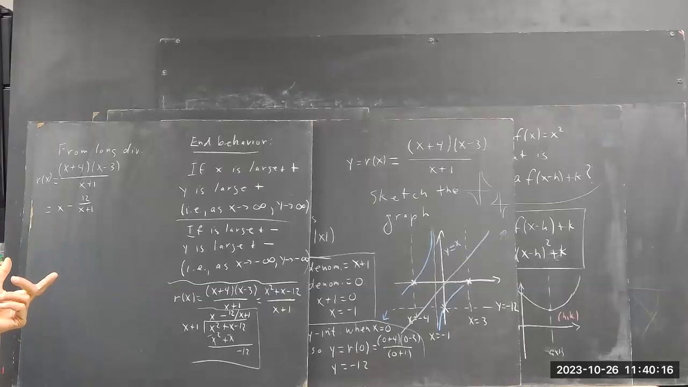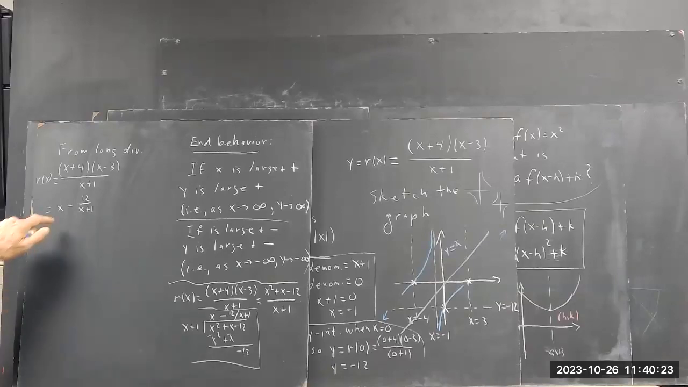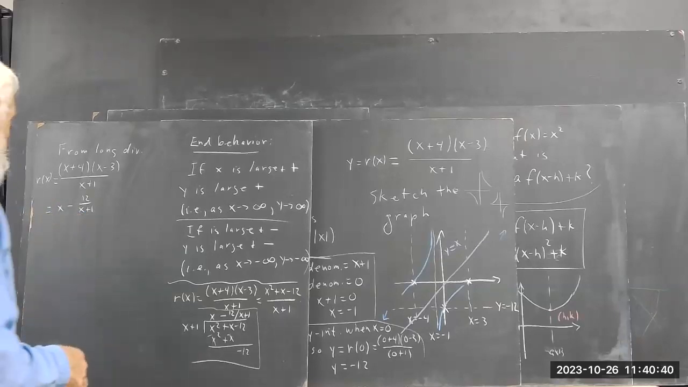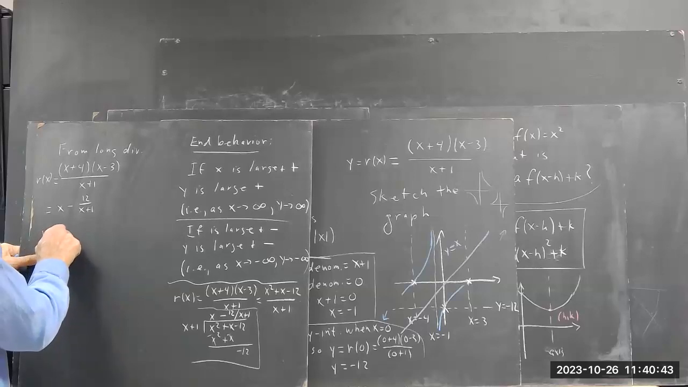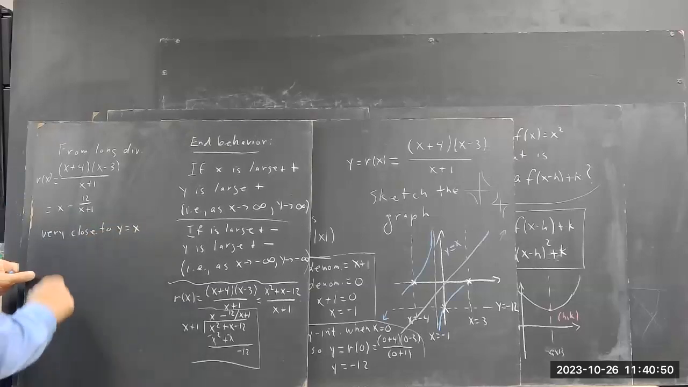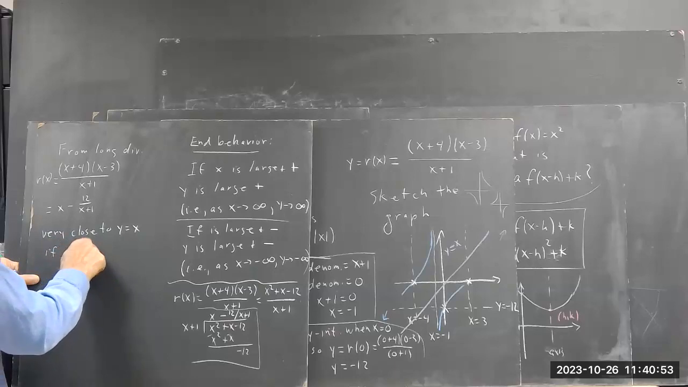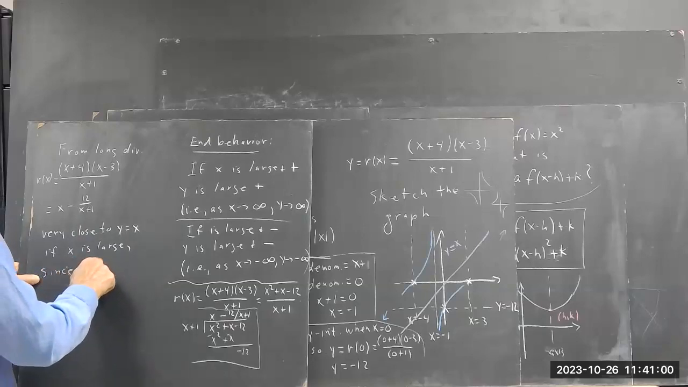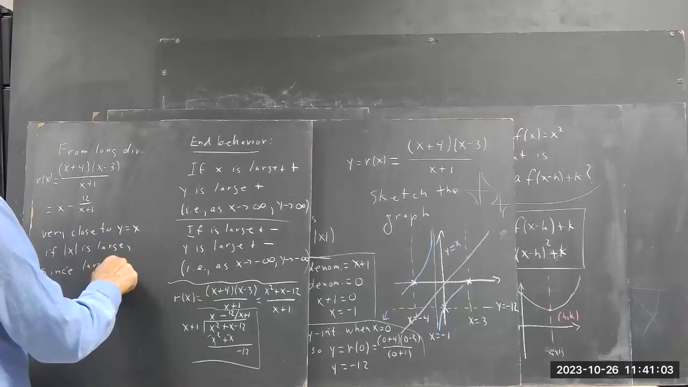Now, if x is really big, how close is y equals r of x to just plain x? Well, if x is like 1,000,000, this is like 12 divided by 1,000,000, and 12 divided by 1,000,000 is a very small number. So this is very close to y equals x if x is large. I'll say if the absolute value of x is large.